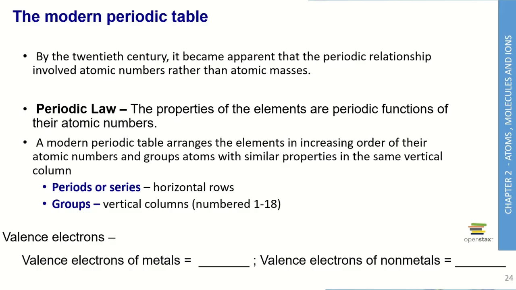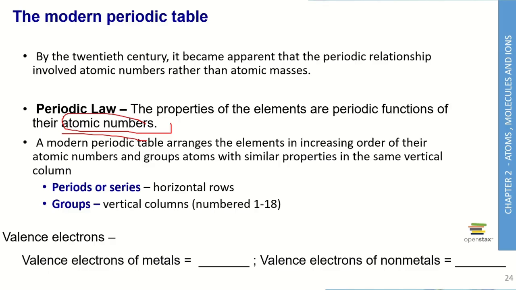And now it involves the atomic number. So we have the periodic law: the properties of the elements are a periodic function of their atomic number. Remember, we started with the atomic mass, and now we use the atomic number. Today we use atomic numbers. Of course, the mass also increases, right?